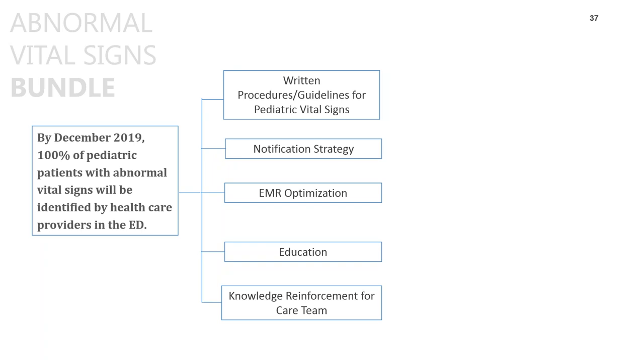So I'll walk you through the major components of this intervention bundle, and we'll start with the AIM statement. By December 2019, remember, 100% of the patients will have their abnormal vital signs identified by the healthcare team. We will do that by working on a series of intervention bundles, and those bundles will relate to having a written procedure or guideline for pediatric vital signs. The other category will be interventions related to the notification strategy. There will be a series of interventions related to optimizing your current EMR platform. The next piece will be education and then reinforcement of that education for the care team.